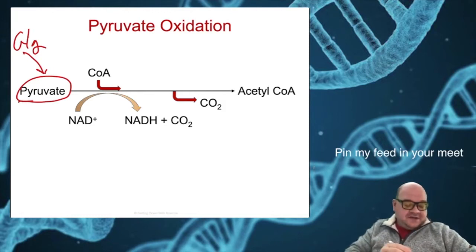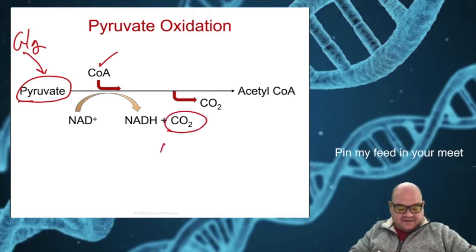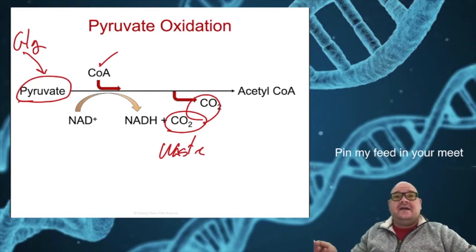So we use an enzyme here called CoA. We take NAD and we convert it to NADH and CO2, which is waste, which you can kind of see here. And we get this substance called acetyl-CoA. So this is it for pyruvate oxidation. It's a really simple step.